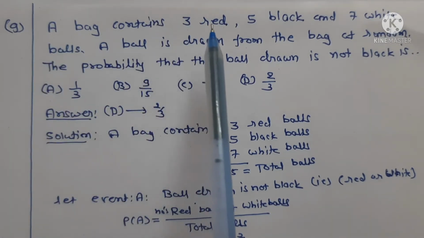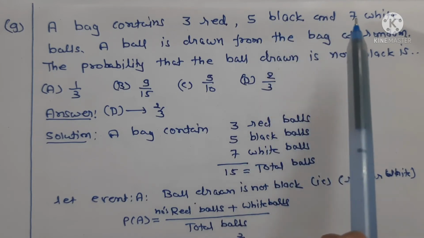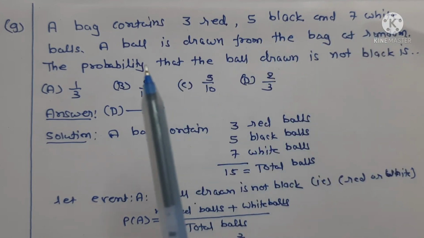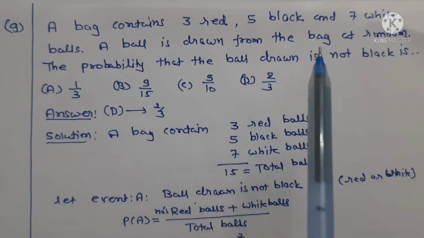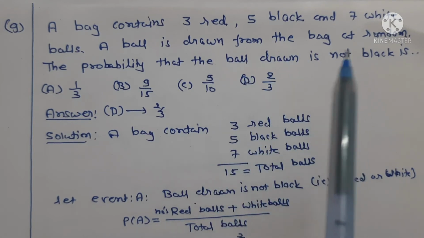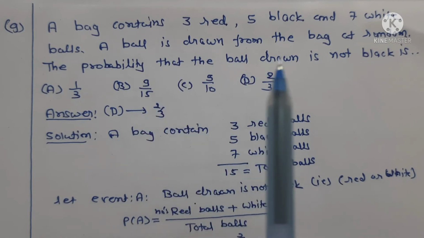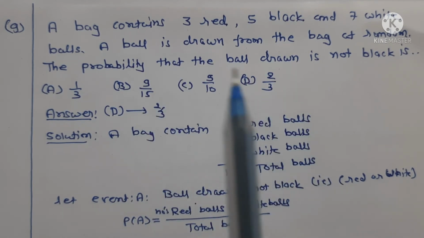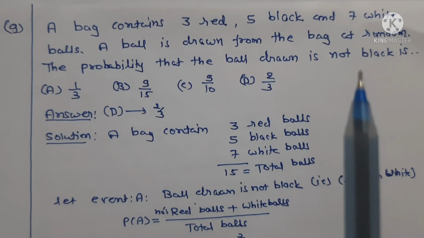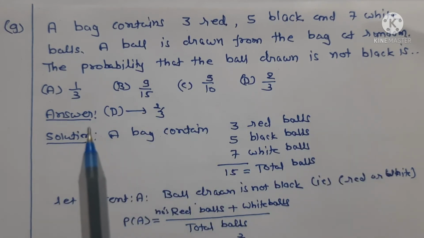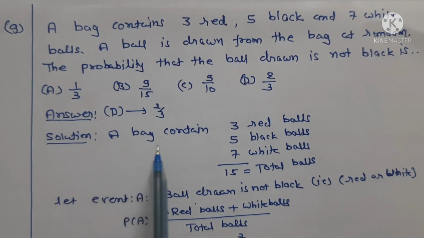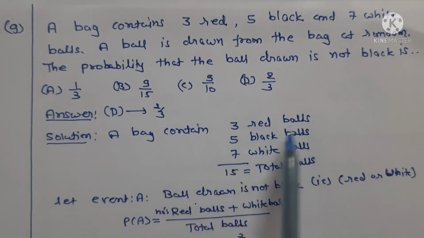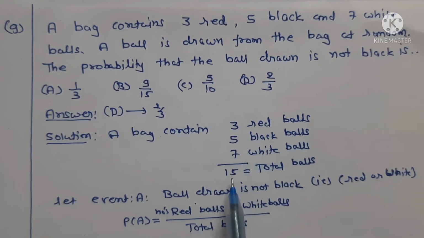A bag contains 3 red balls, 5 black balls and 7 white balls. We have to find the probability that the ball is not black. Options are given. Now answer is D, 2/3. Now we start the solution. A bag contains 3 red balls, 5 black balls, 7 white balls. Now let's take the total, so total number of balls equal to 15 balls.